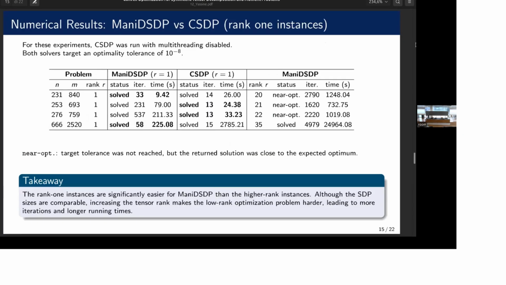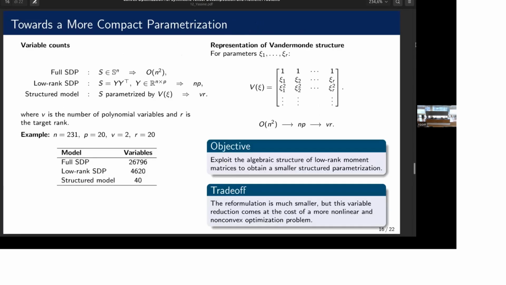Also, we tested the same examples with similar sizes, but with rank one instances. You can see now ManyDSDP is doing better compared to CSDP and compared to the high rank instances with the same size. It's clear that these rank one instances are much easier for ManyDSDP. And we can see that increasing the rank leads to more iterations and longer running time.